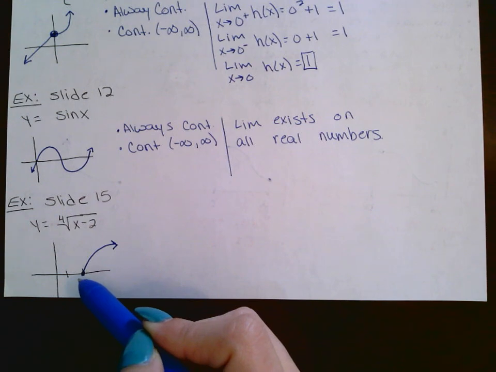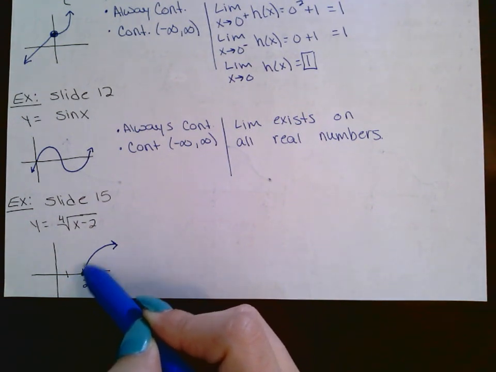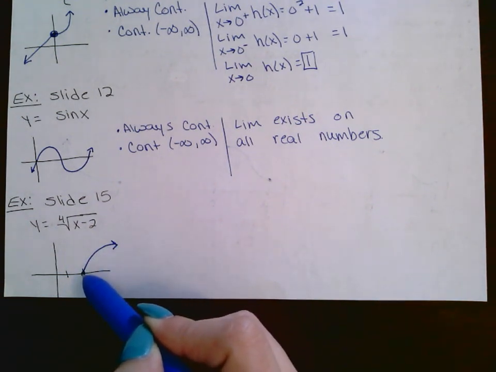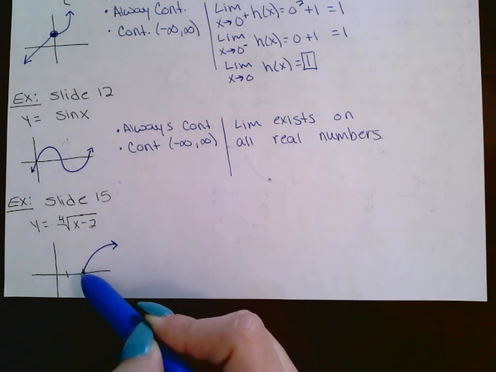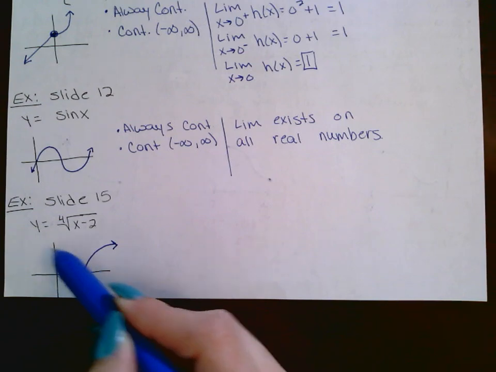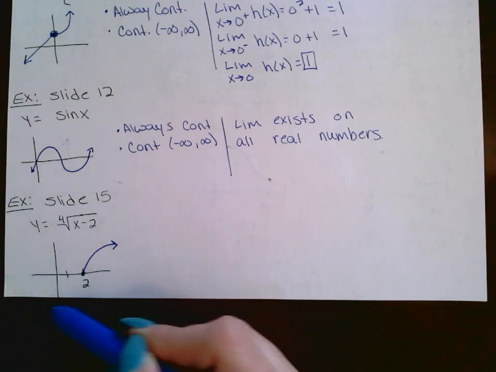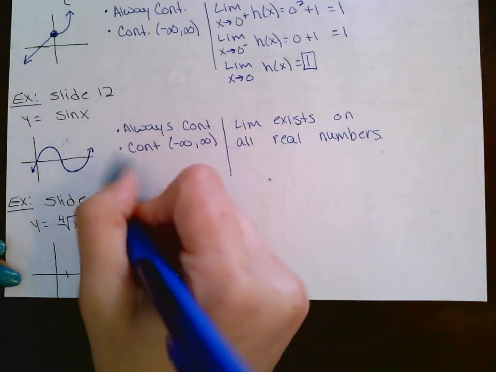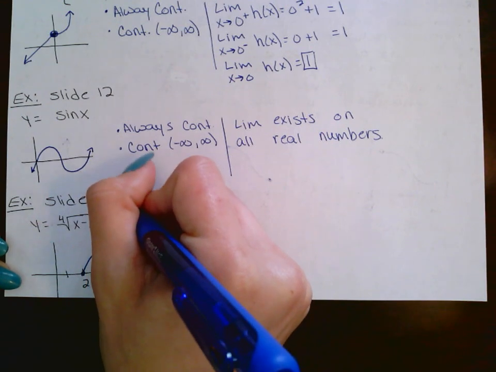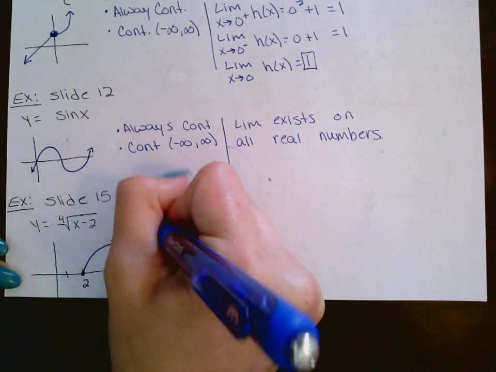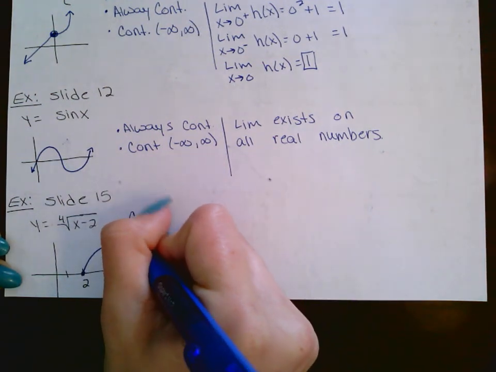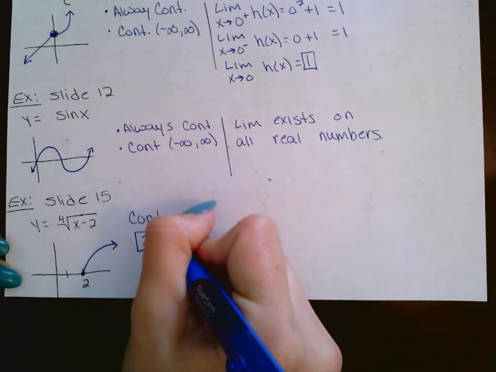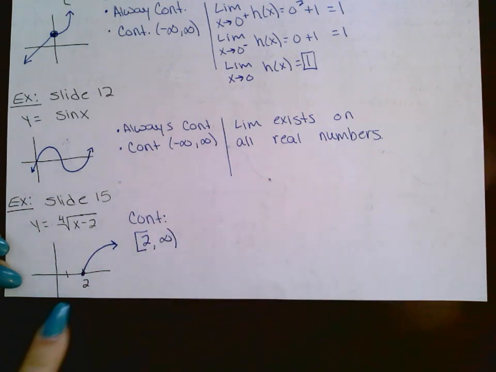Radical functions are our other one, because although they seem continuous everywhere, so I've got a filled in hole, no gaps, I can draw it without lifting my pencil, this function only exists to the right of 2, and nothing exists over here to the left of 2. Okay? So for this function, we can say that it is continuous from 2, including 2, on to infinity. But we cannot say that this function exists to the left of 2.